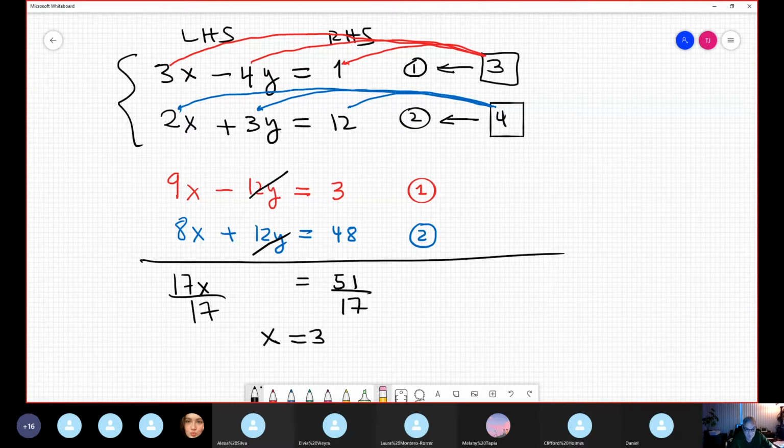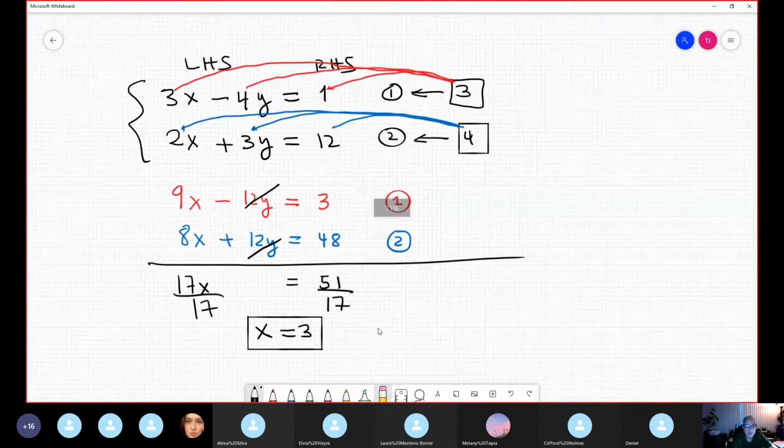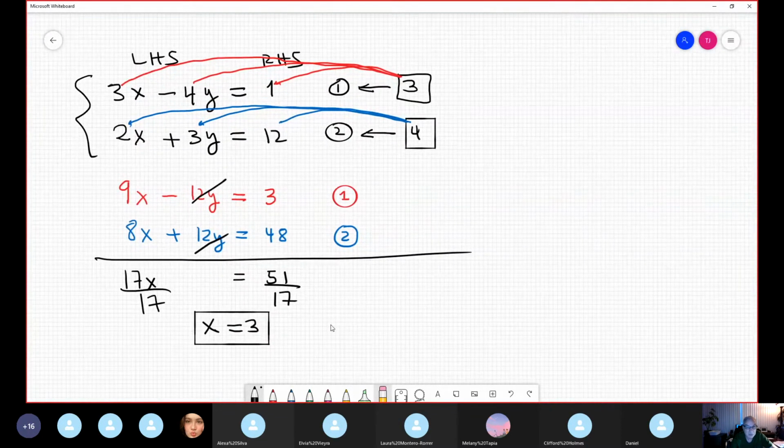X equals 3. At least I have in my hand 3. I'm going to find the Y. You select either equation. In my paper, I select the first one, the original, not the new one, because the new one has a big number. Suppose 3 times 3, you replace X for 3.